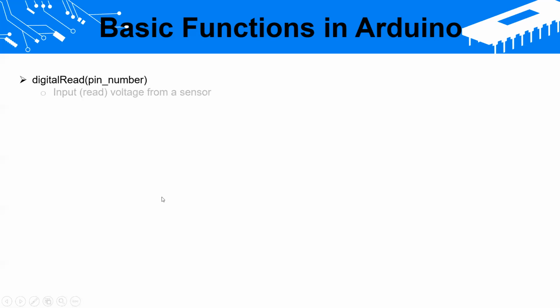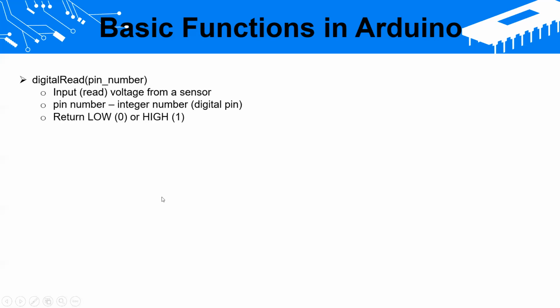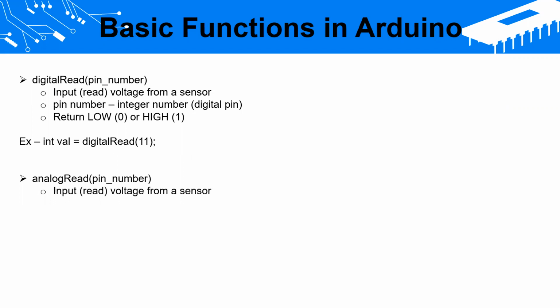Then we have digitalRead. The output will be 0 or 1, because it starts with digital, so we should use a digital pin. Then we have analogRead. In analogRead, as I said before, we have analog to digital conversion.